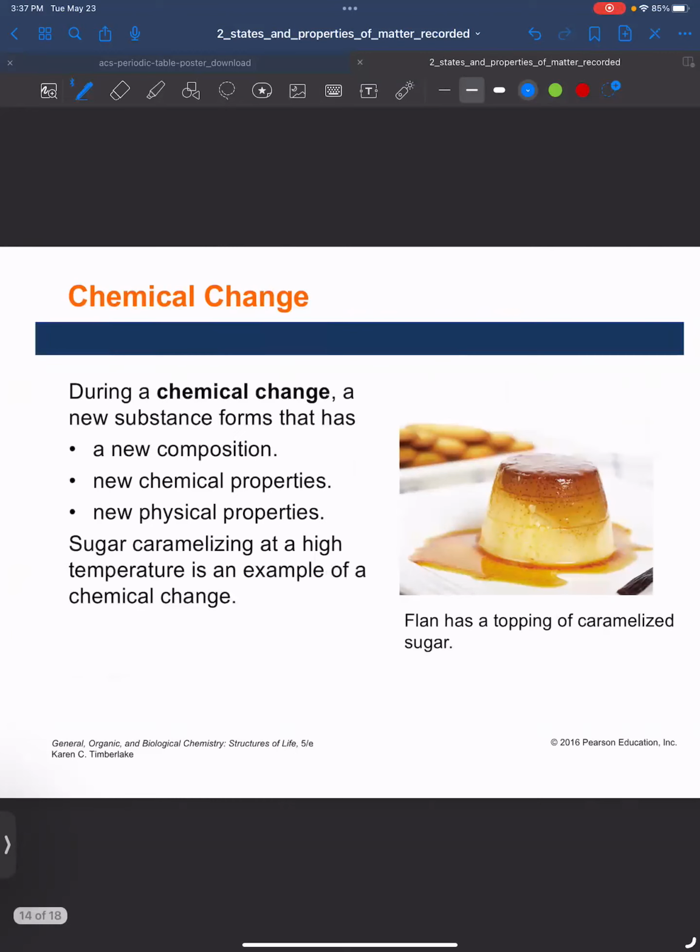So for example, can't help but bring in my love for cooking here. As you can see here, this is flan, and flan has a topping of caramelized sugar. And to make this caramelized sugar, we have to heat sugar at high temperatures. And be careful to not overheat it because you don't want that burnt caramel. You want it just right. But that is an example of a chemical change. The new substance formed has a new composition, it has new chemical properties, it has new physical properties. And maybe in this case, it just tastes better.